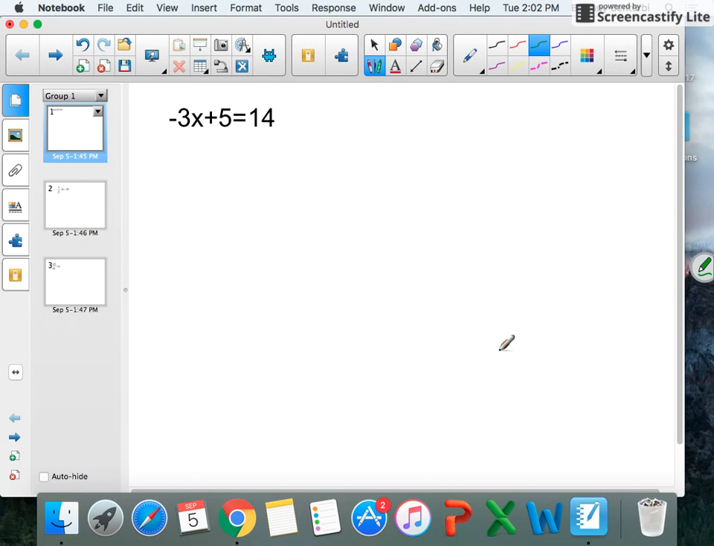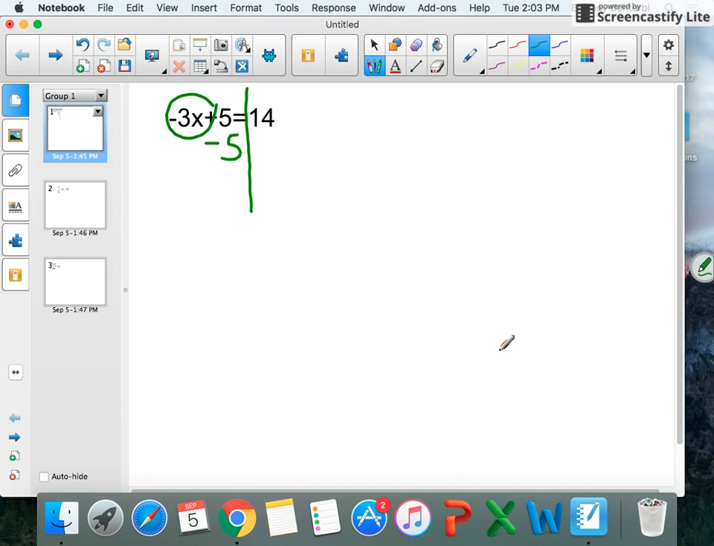So my first step is I'm going to split up the equal sign here so I can see both sides of my equation. So I have my left-hand side that says negative 3x plus 5, and my right-hand side is 14. Now I'm going to circle where my x is, and I'm going to circle what is attached to it. So the negative 3 is attached to it. So with that being attached, I'm not going to do anything to that negative 3 yet. But what I am going to have to get rid of is that positive 5. So instead of adding 5, the opposite is subtract 5.